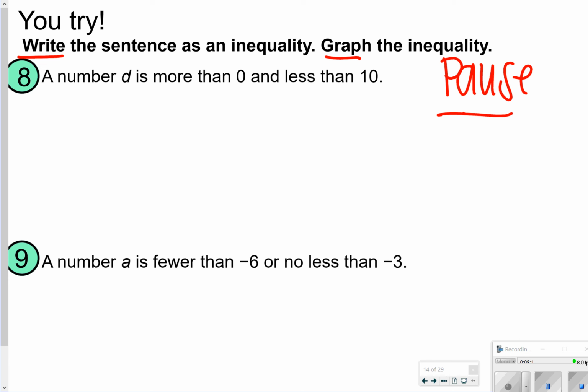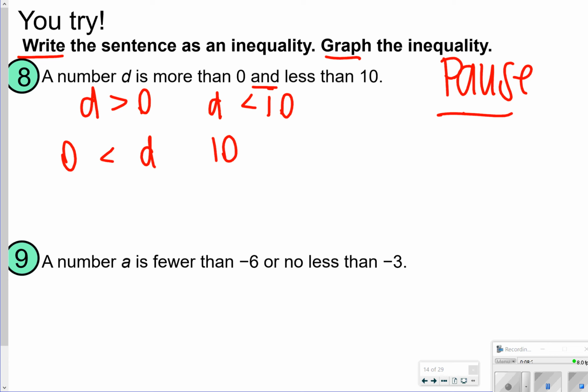Okay, this first one is and. So we should have d is more than 0, so greater than 0. And we can also have it be less than 10. So putting those together, we have 0, d, and 10. So we should have 0 is less than d, which is less than 10. And then our graph would just be two open circles connecting.